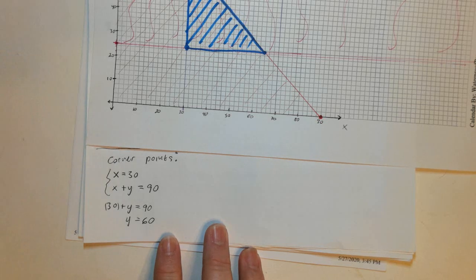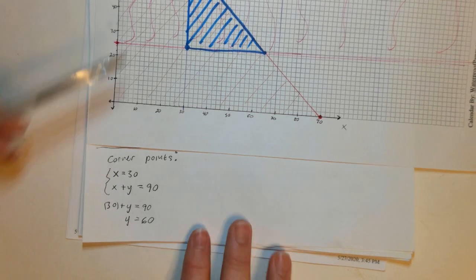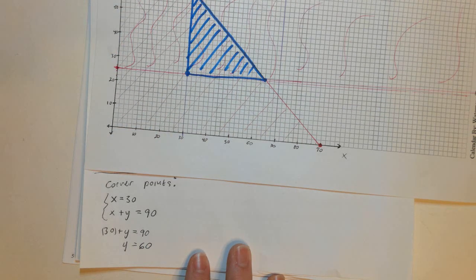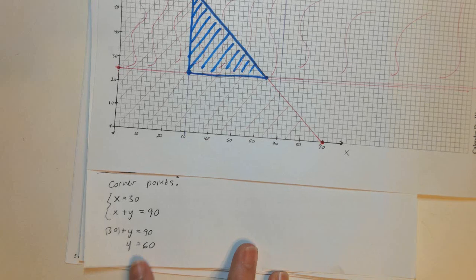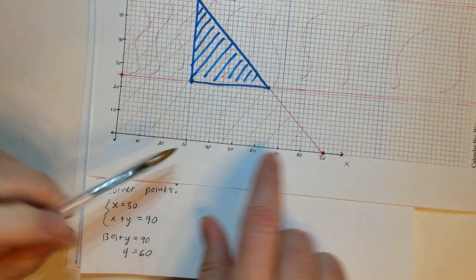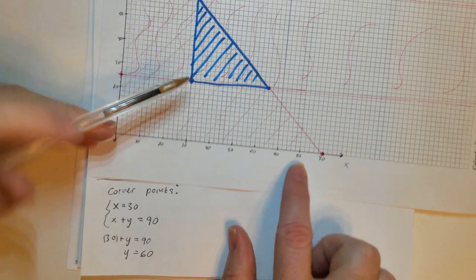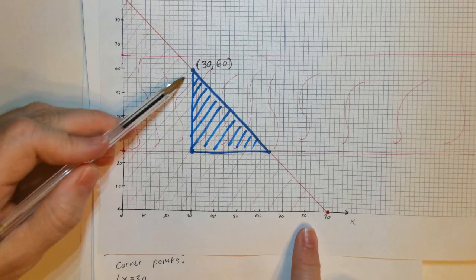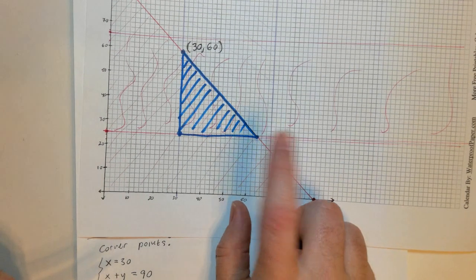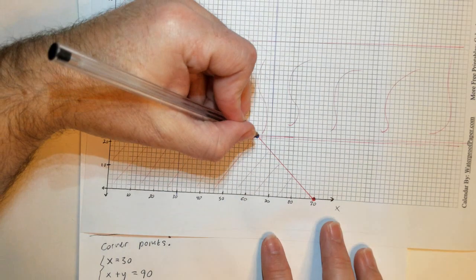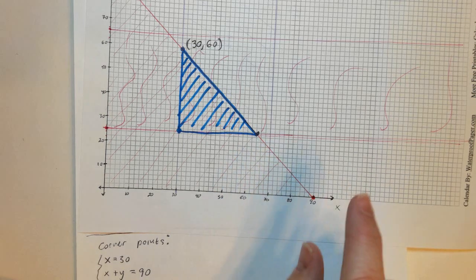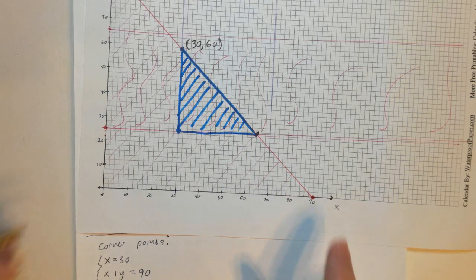So I treated this like a system of equations. x equals 30, x plus y equals 90. They intersected. Therefore, y is equal to 60. So these two lines, this purple line and this red line, intersect at 30, 60. Let's figure out where it intersects this pink line. Okay, so let's do that.